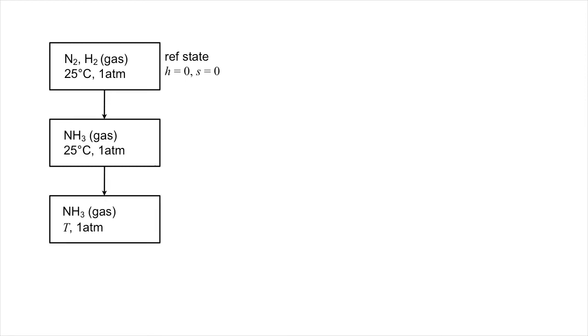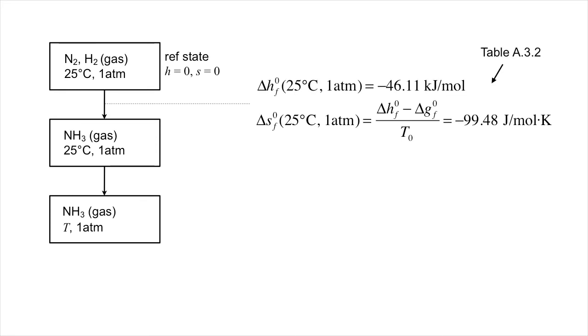For ammonia, the story is similar, but here we have two legs. First, we need to form NH3 from the elements at 25 degrees C in 1 atmosphere. We can look up the values of delta H0 and delta S0 of formation at 25 degrees C in table A32 of our textbook. Unfortunately, the table does not report delta S0 directly, but we can calculate it from delta H0 and delta G0, simply by recognizing that delta G0 of formation is delta H0 of formation minus T0 times delta S0 of formation.